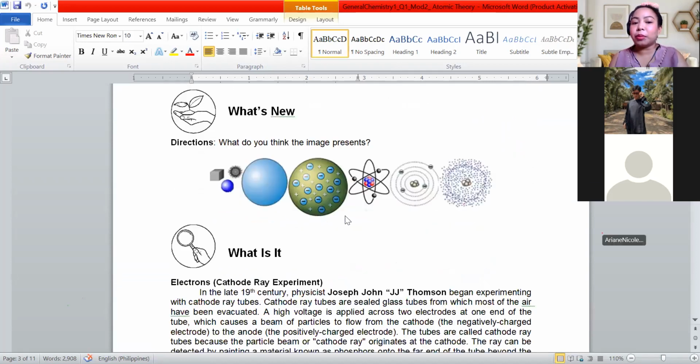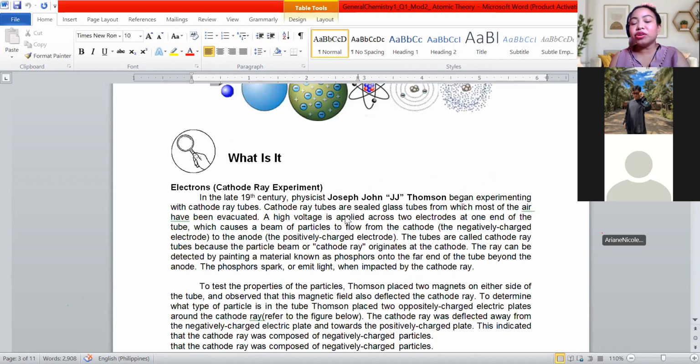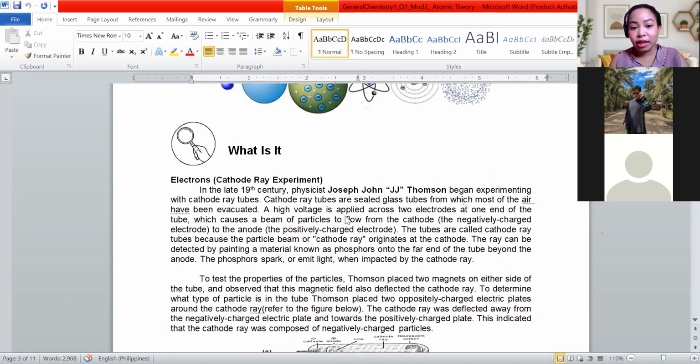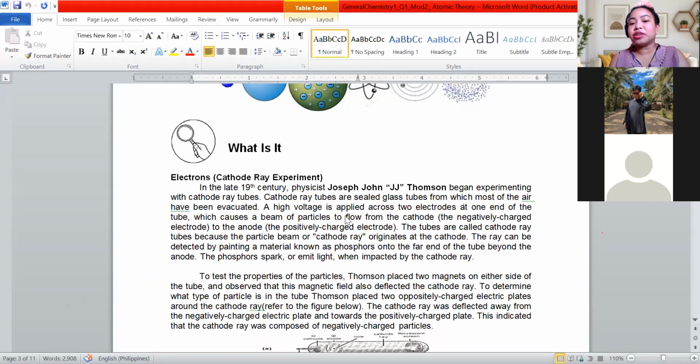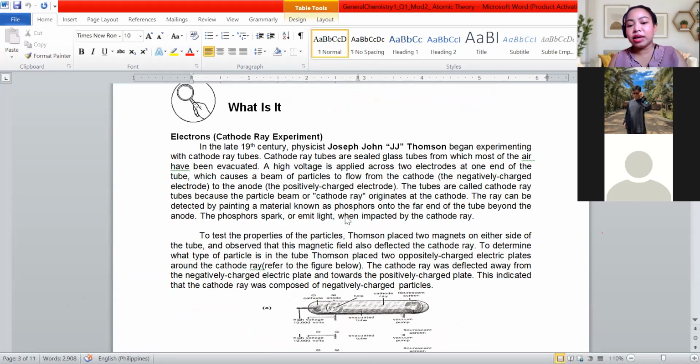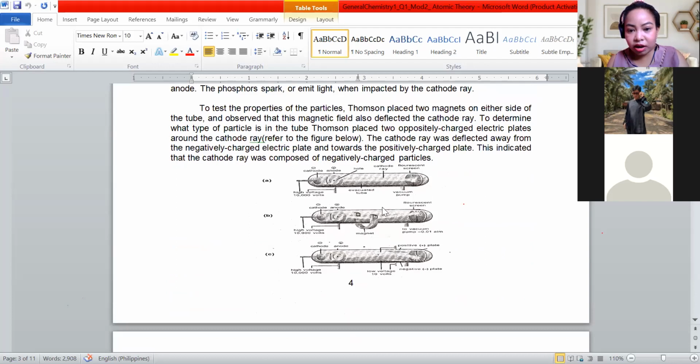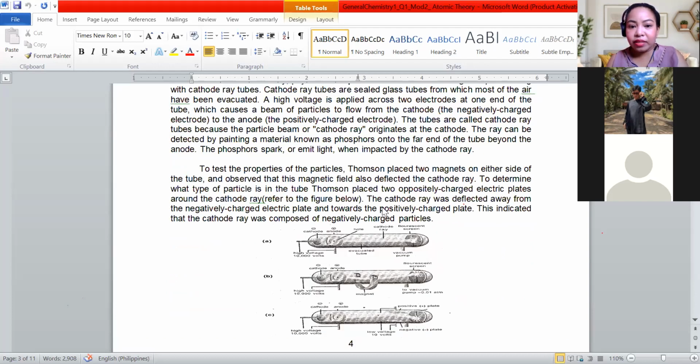Discovery of the subatomic particles. Now, the first subatomic particle that was discovered was the electron. It was discovered by J.J. Thomson, and his discovery of the electron was accidental. Thomson had this cathode ray tube, and he became curious what the light was that passed through the cathode ray tube.